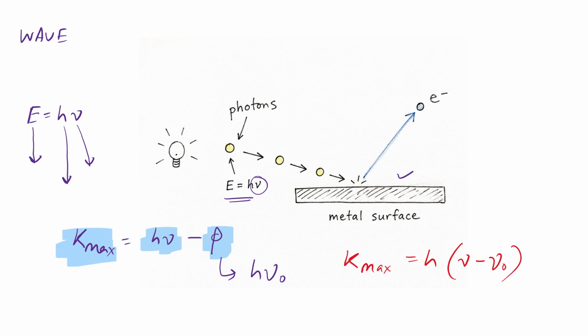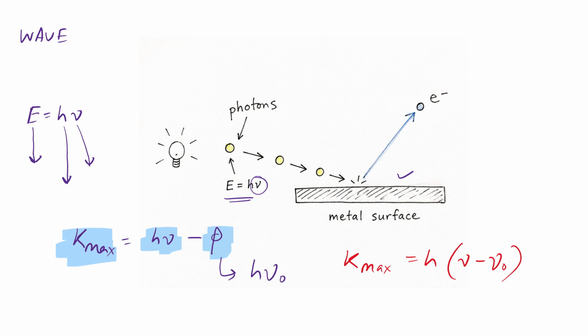This formula tells us something very important. Frequency controls the energy per photon, while intensity controls the number of photons. So higher intensity means more electrons may be emitted, but not necessarily faster electrons. This is very important. Higher frequency means each photon carries more energy, so the emitted electrons can have more kinetic energy.